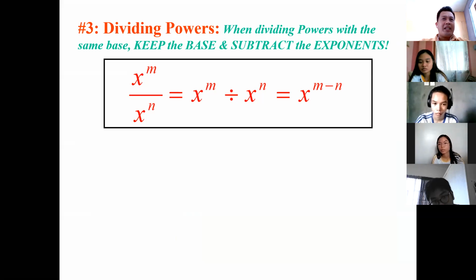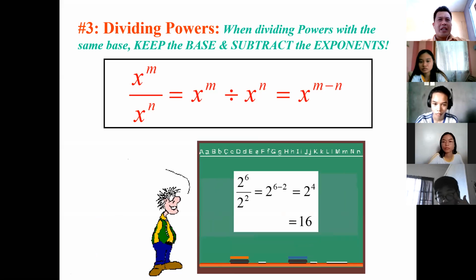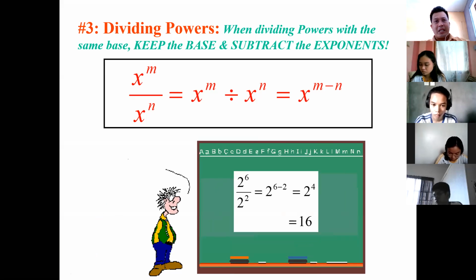When you are going to divide bases with the same value but different exponents, you just have to look at the exponents, keep the base, and subtract the exponents. As an example, we have here 2 to the power of 6 divided by 2 to the power of 2. You keep the base 2 and write the exponents as a difference of the two values, 6 and 2. So we have the solution 2 to the power of 6 minus 2, which is equal to 2 to the power of 4. Simplify 2 to the power of 4, you'll get 16. That is exponential law number 2 or rule number 3, the quotient rule.